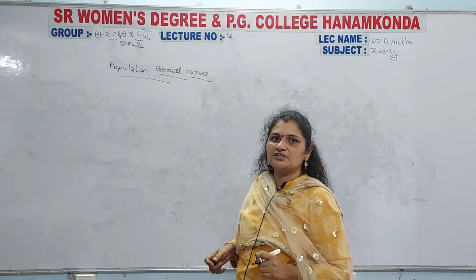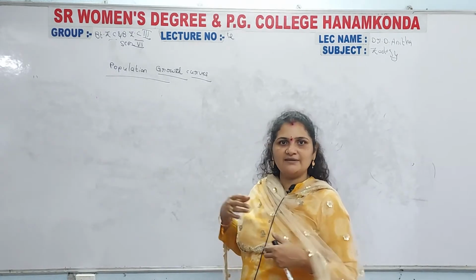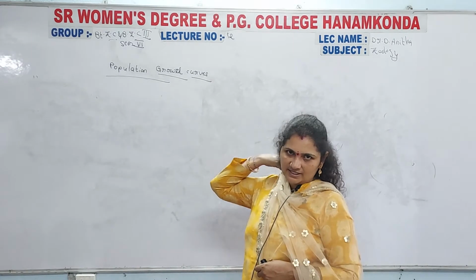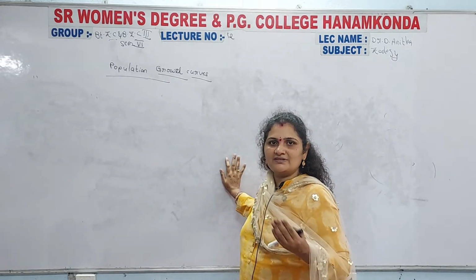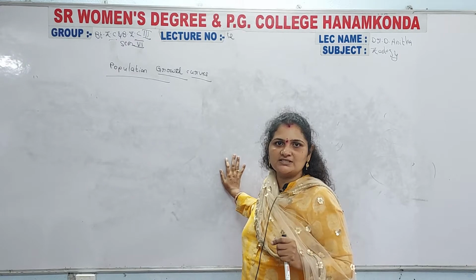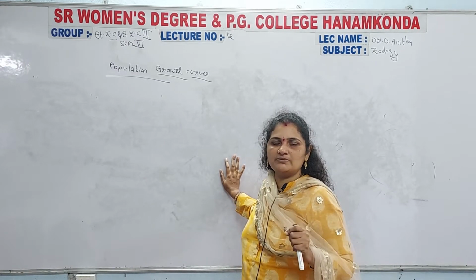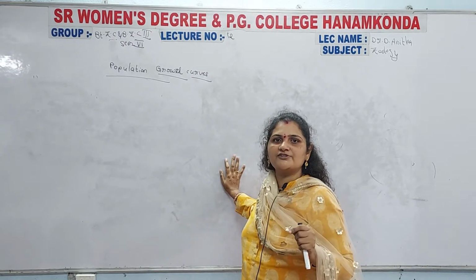So the population is nothing but how many individuals have increased in a particular area in a particular unit of time. So based on these two components, we make a graph. The graphical representation of a population is what is mainly considered here as the population growth curves.